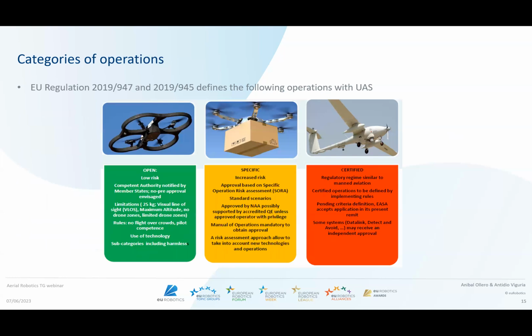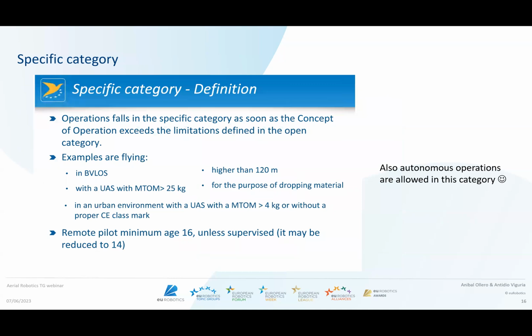Okay, let's go now to the specific category. This gray area, what is it? How is an operation a specific category operation? Please take into account that all kinds of operation that you may imagine with a UAV have to be within these three parts. If it's not open, it's specific. If it's not open or specific, it's certified. So how do I know that it is in the specific?